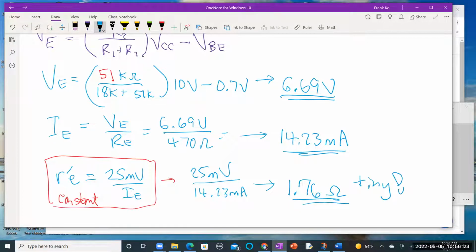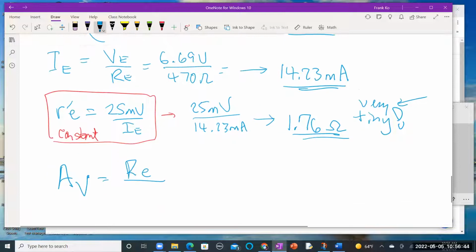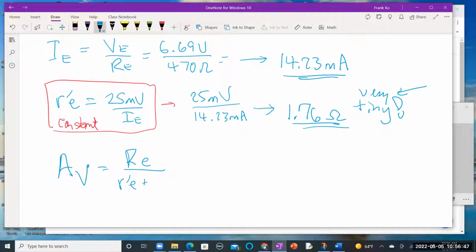Tiny, very tiny, but it is significant. Very, very significant. All right, so we now have these ohms. And now the magic. Watch this. Your AV, we stated earlier, is equal to R little e over R prime E plus R little e. If we go to put this all together, we calculated our 235 ohms. And now this is equal to 1.76 ohms plus the 235 ohms.